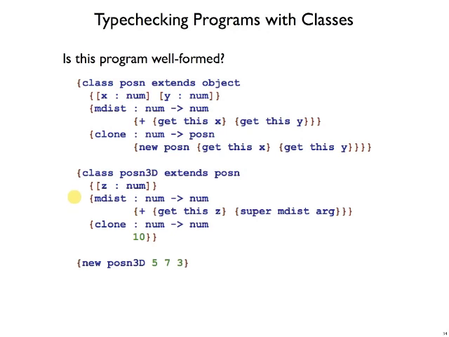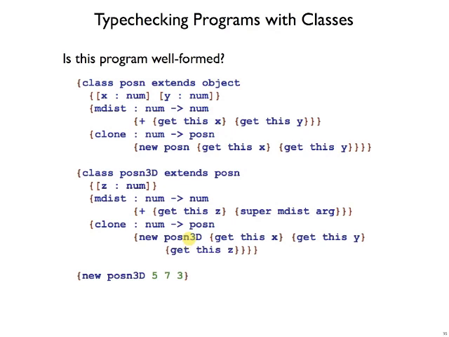So if I change clone to take num and return a num, again, that's not okay. It changes the result type. What if I have clone here? I have to keep the type the same, but I return a posin 3D. Is that okay? Well, anywhere you wanted a posin, you should be able to use a posin 3D, because it extends posin, which means it has all of the same fields and all of the same methods. So, in fact, we're going to say this is fine, but that's going to mean that we need subtypes. We need to treat subclasses, as we use them as types, as subtypes of the superclass.